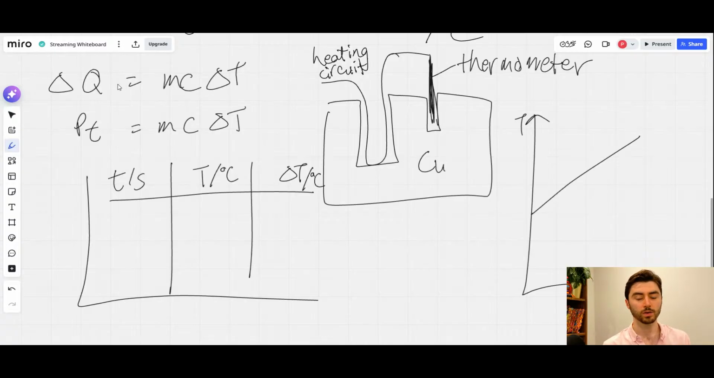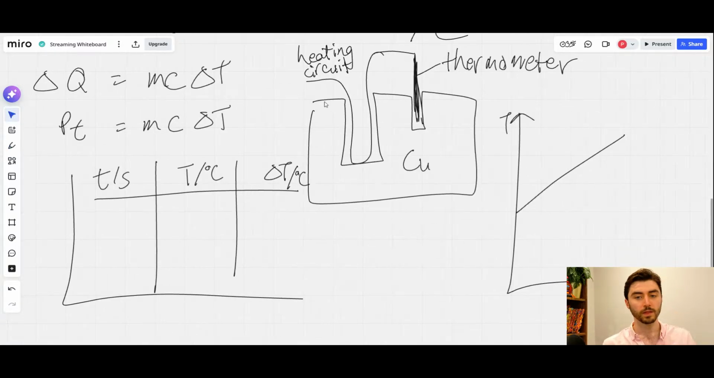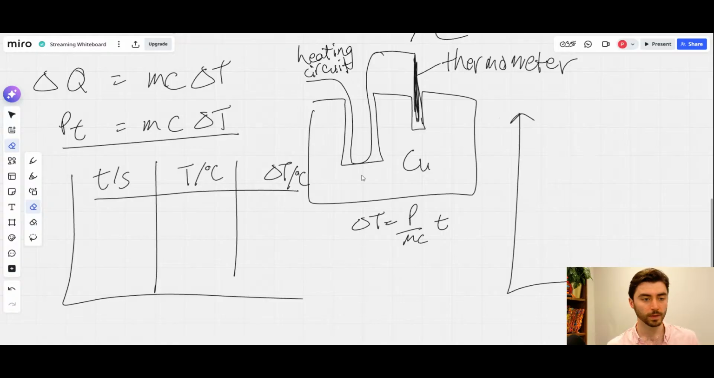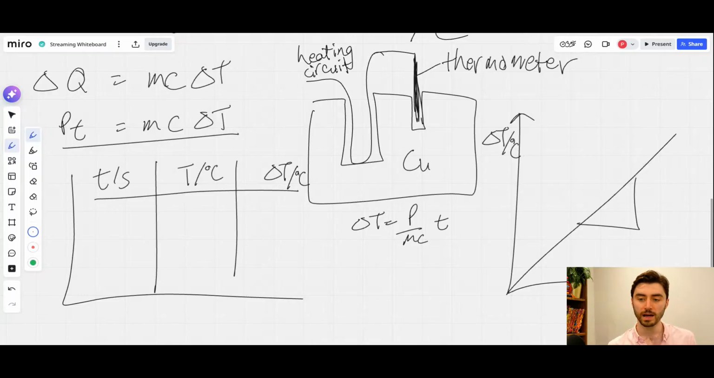And the gradient, well, let's talk about this. The temperature will clearly be going up as time increases. And from rearranging this equation, we can say that delta T is equal to P over MC times T. So actually, if I have plotted instead delta T, it should be directly proportional. It should be a straight line through the origin, where the gradient would be given by the power over MC.